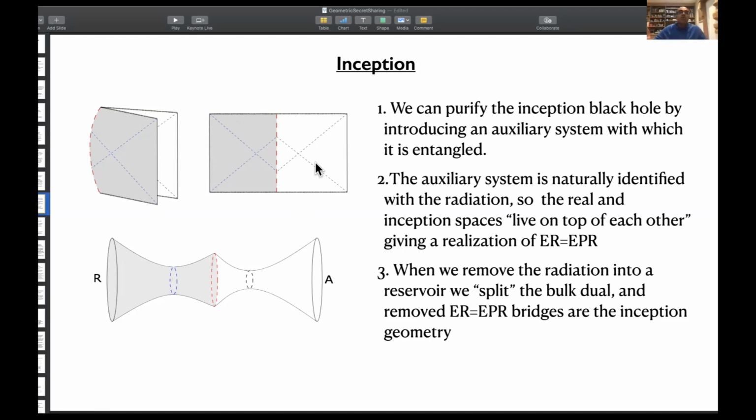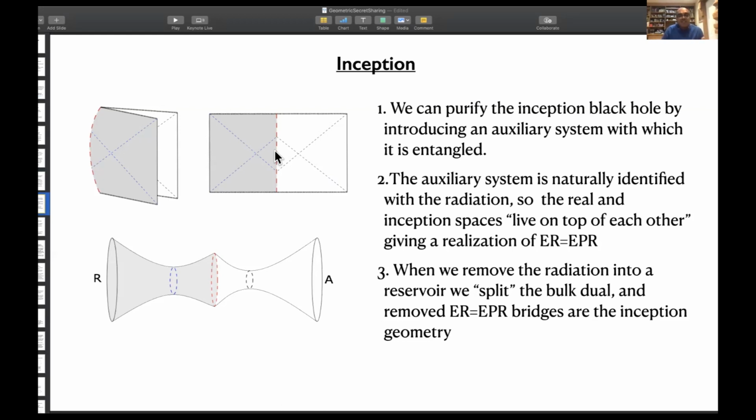It looks like a long wormhole. I have the original wormhole, I truncate it at the end of the world brane, and then I add another wormhole to another auxiliary system. Now, of course, in some very natural sense, this auxiliary system that purifies the black hole dual to the end of the world brane should be the radiation itself, right? Because we know that the way in which the density matrix on the end of the world brane is purified is by entanglement with the radiation.